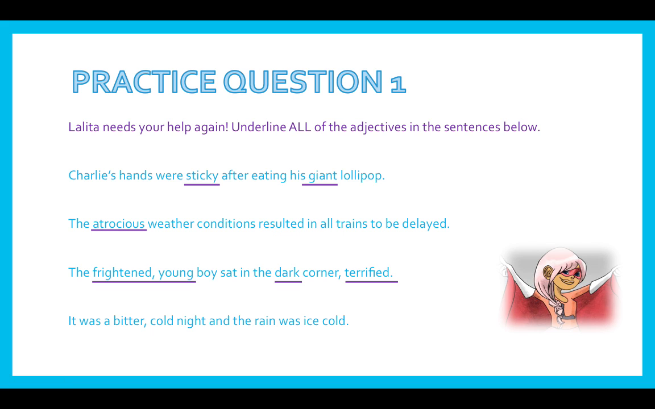So finally, it was a bitter cold night and the rain was ice cold. So your adjectives are bitter cold and ice, because bitter cold is describing the night and the word ice is describing how cold it actually was. Okay, so that's practice question 1.